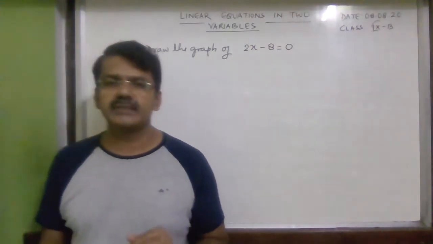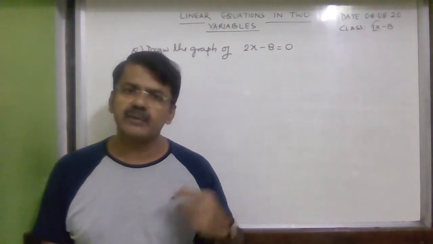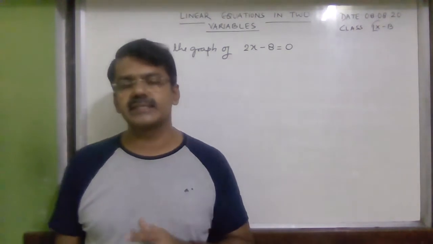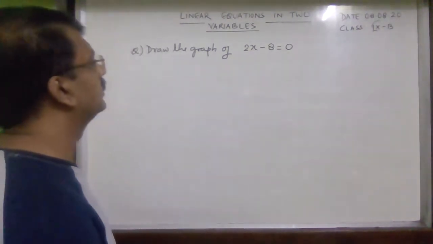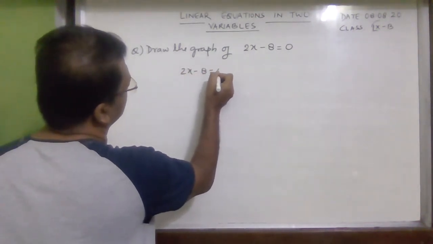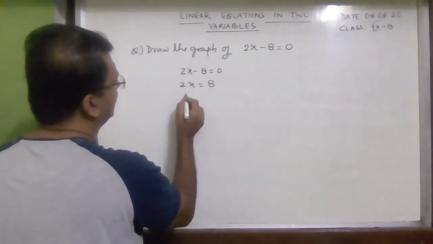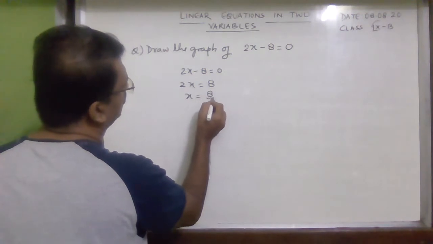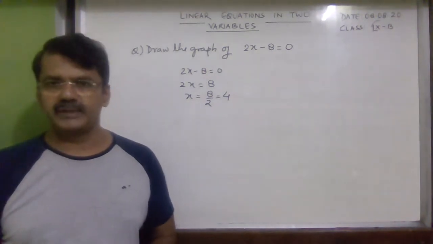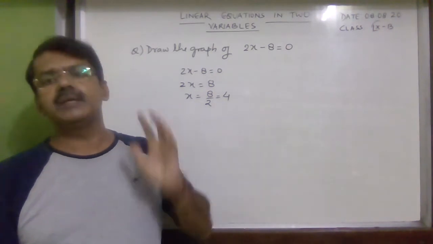Now when there are two variables x and y, we draw the table, and for various values of x we get values of y, and then we plot them and draw the graph. But here only x is there, y is missing. So 2x - 8 = 0, so 2x = 8. If you shift 8 to that side, then x = 8/2, that is 4. Now you can see we are getting x = 4, meaning according to this equation x will be 4 whatever be the value of y.